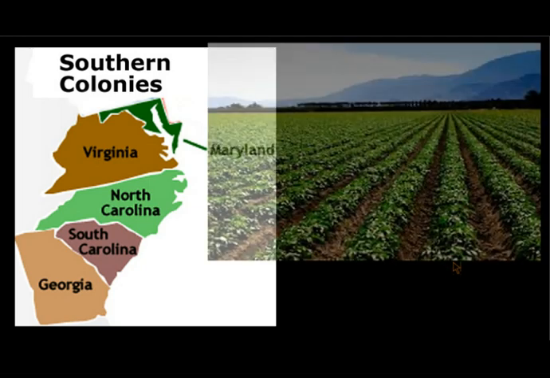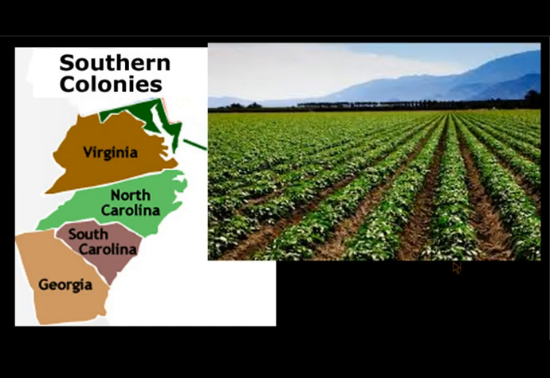Let's start with the environment in the South. The climate of the southern colonies was the warmest climate of the colonial regions. The warm climate was a positive factor for the colonists in the southern colonies because they didn't have to worry as much about surviving cold winters. The warmer climate was a negative factor for the colonists because the warm, moist climate carried diseases that killed the colonists.